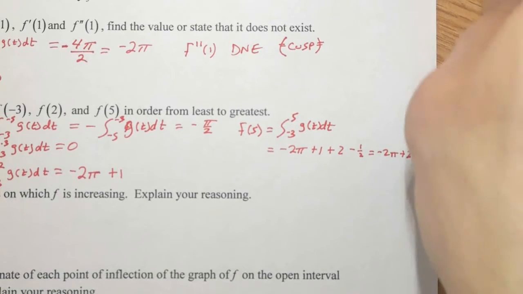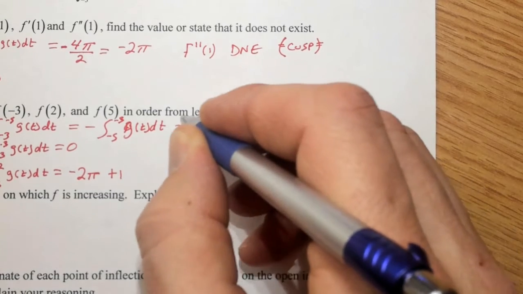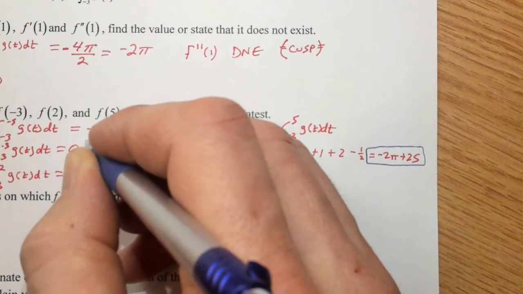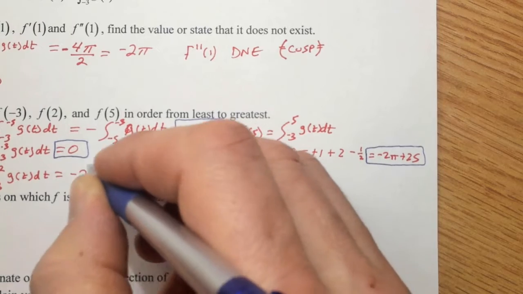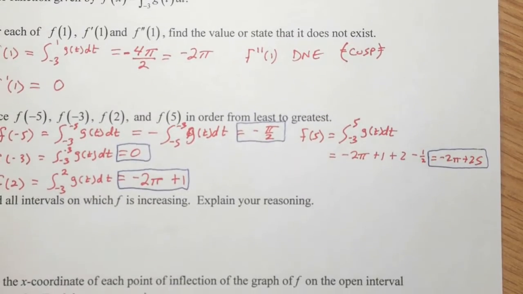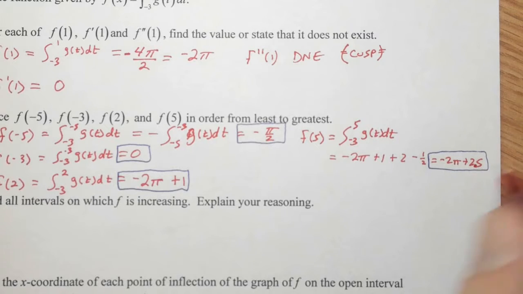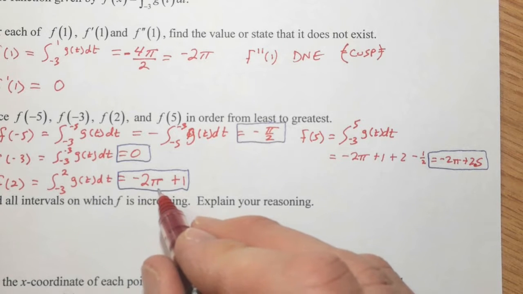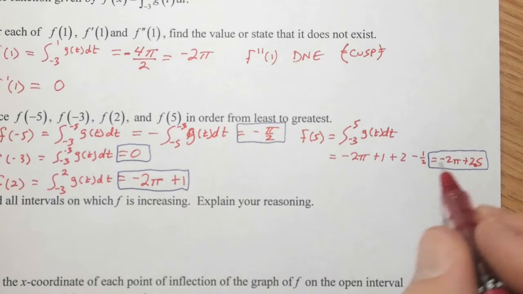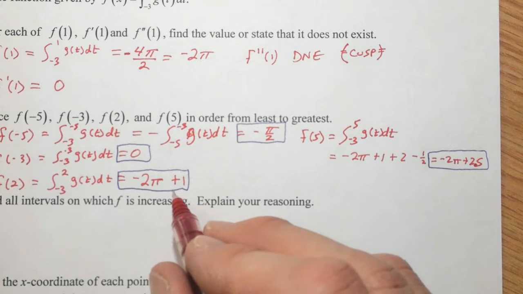All right, so we have 4 values. Here's 1, here's 2, here's 3, and here's 4. And we have to put them in order from least to greatest. All right, well, -2 pi, pi is like 3. -2 pi is like -6. -6 here and also here. -6 plus 1 is -5. -6 plus 2.5 is like -3.5. -5 is smaller than that.